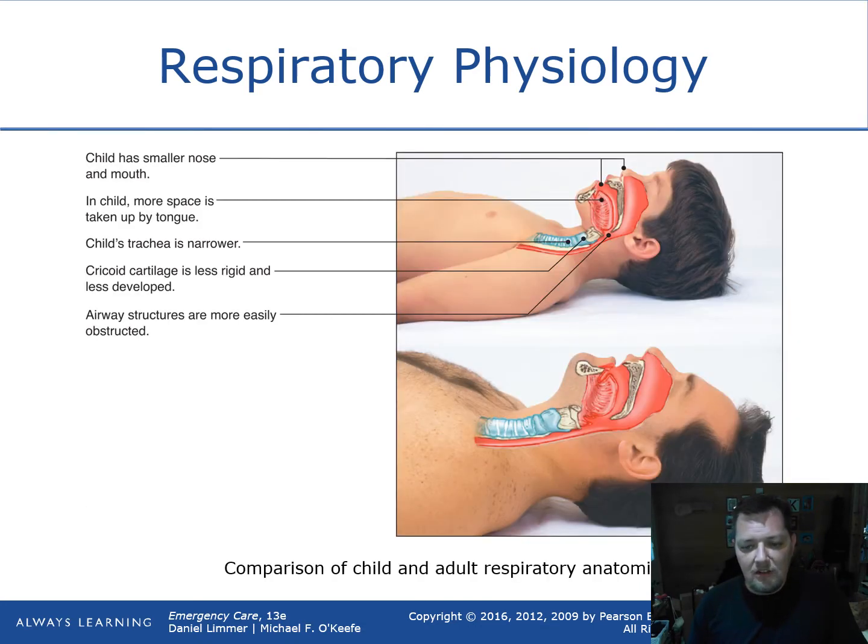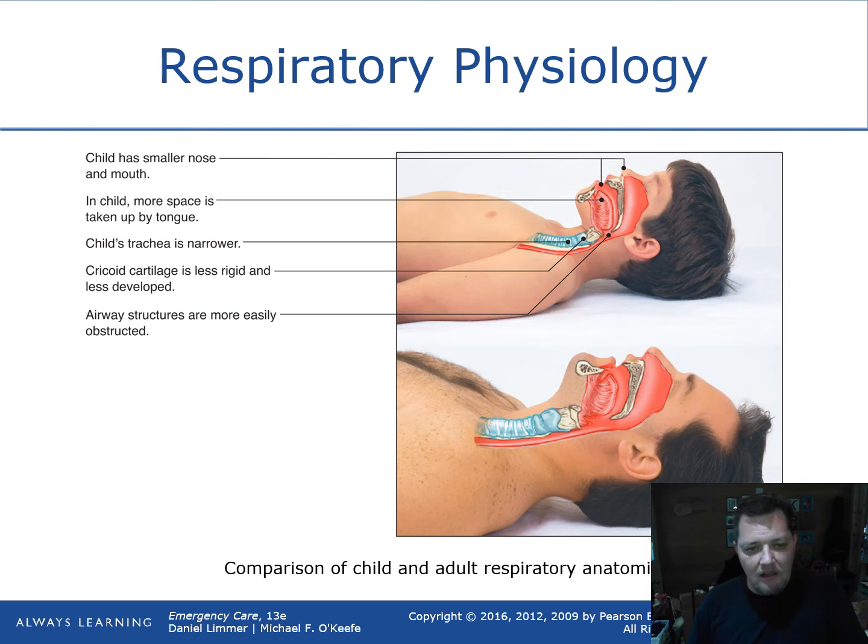Okay, so when we look at children and adults, children have a smaller nose and mouth, and there's more space in the mouth taken up by the tongue. It may not be bigger than an adult's, but they have a smaller mouth and their tongue is proportionally larger than an adult's. It's not necessarily that it is bigger, it's just proportionally bigger relative to the mouth.